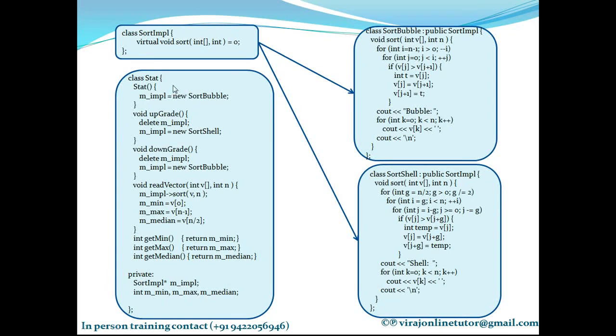So let's see how it is implemented. It's very simple. In the constructor, I'm initializing the sorting algorithm to be used as the bubble sorting algorithm. That means by default we are using the bubble sorting algorithm. If someone calls the function upgrade, then I'm switching to the shell sorting algorithm.